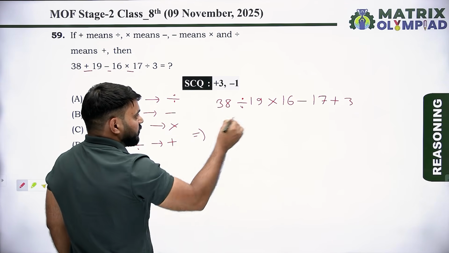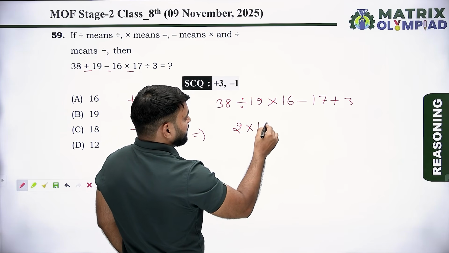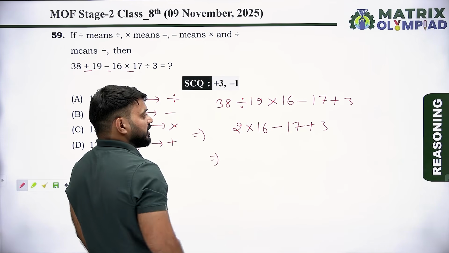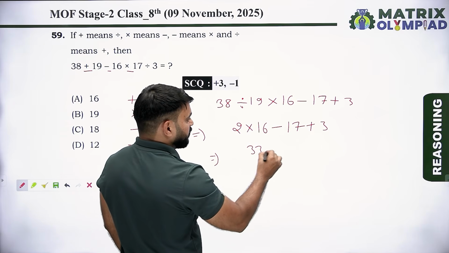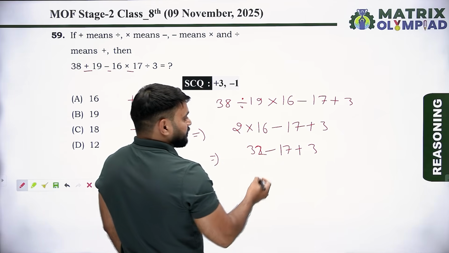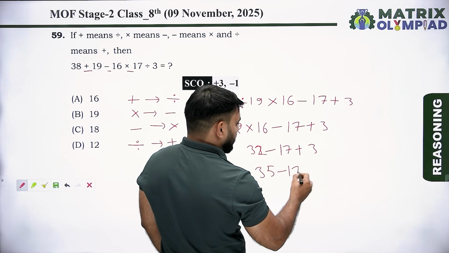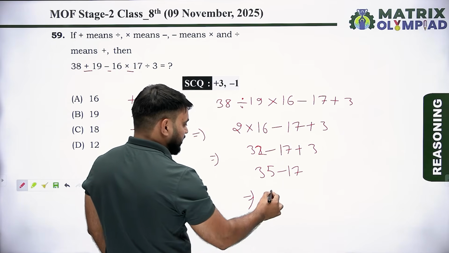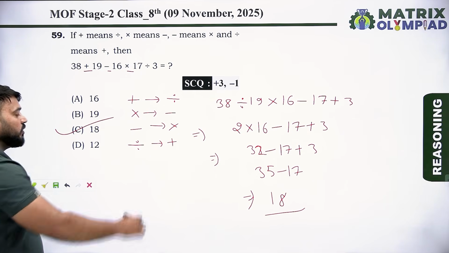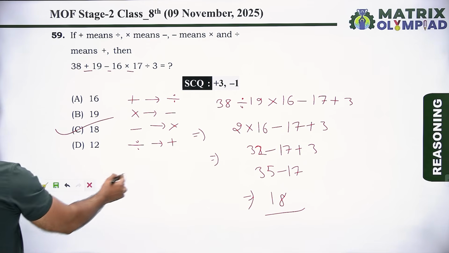Now using the BODMAS rule in this equation, 38 divided by 19 means 2, multiply by 16, minus 17 plus 3. Now multiply the numbers, 2 multiply by 16 means 32 minus 17 plus 3. 32 plus 3 means 35 minus 17. 35 minus 17 means 18. So the value of the given equation is 18. So here option C is the correct answer of this question. Let's move on to the next question.